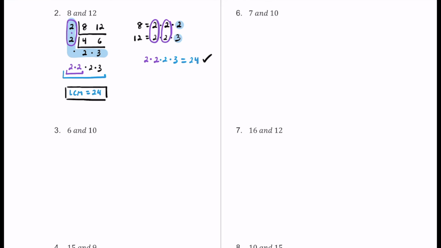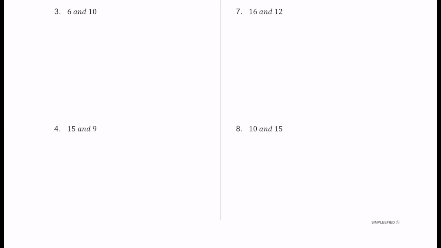Okay, moving on to number 3, we have 6 and 10. Let's go ahead and use the ladder method first. So 6 and 10 next to each other, and we can go ahead and create our ladder, or our cake. 2 goes into both because they're both even. That leaves 3 and 5. I think that is it though. We can't go any further.